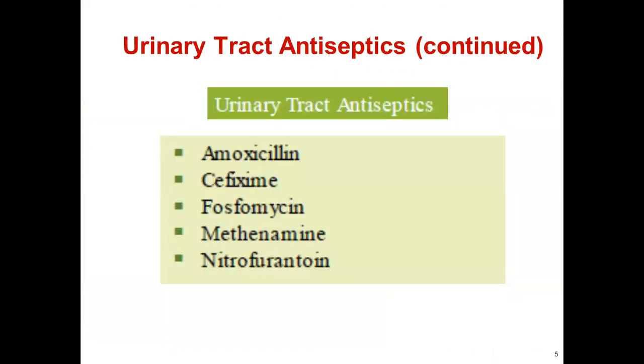So what are the medications? Basically, we use urinary tract antibiotics or antiseptics. We use amoxicillin, cefixime, phosphomycin and also nitrofurantoin. Amoxicillin is the most common drug. All of you know about this. It is an antimicrobial, and amoxicillin is a broad spectrum penicillin.